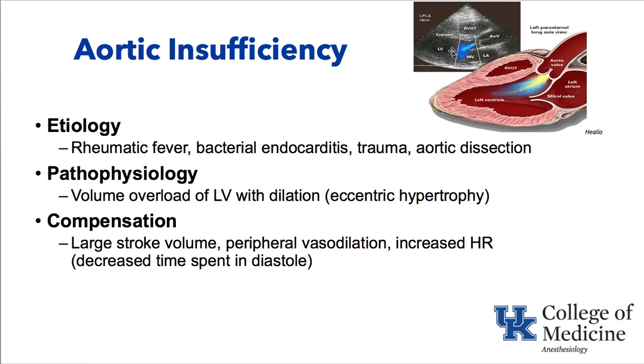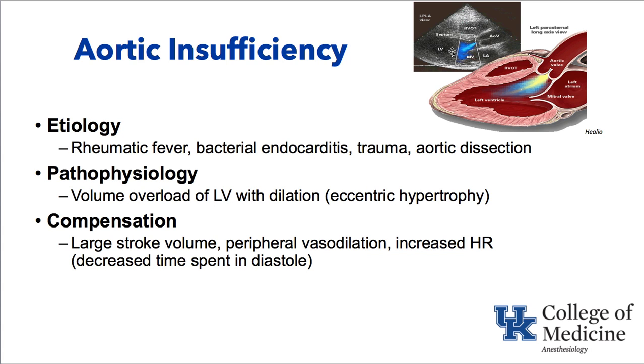When you have aortic insufficiency, there's volume that's overloading the left ventricle. During diastole, that blood is leaking back into the left ventricle, filling it up, and it dilates over time. You get a massively big, dilated heart, eccentric hypertrophy, remember. Compensation is large stroke volume. You fill that heart with a lot of blood, it's got to get rid of it, so it's got a huge stroke volume.